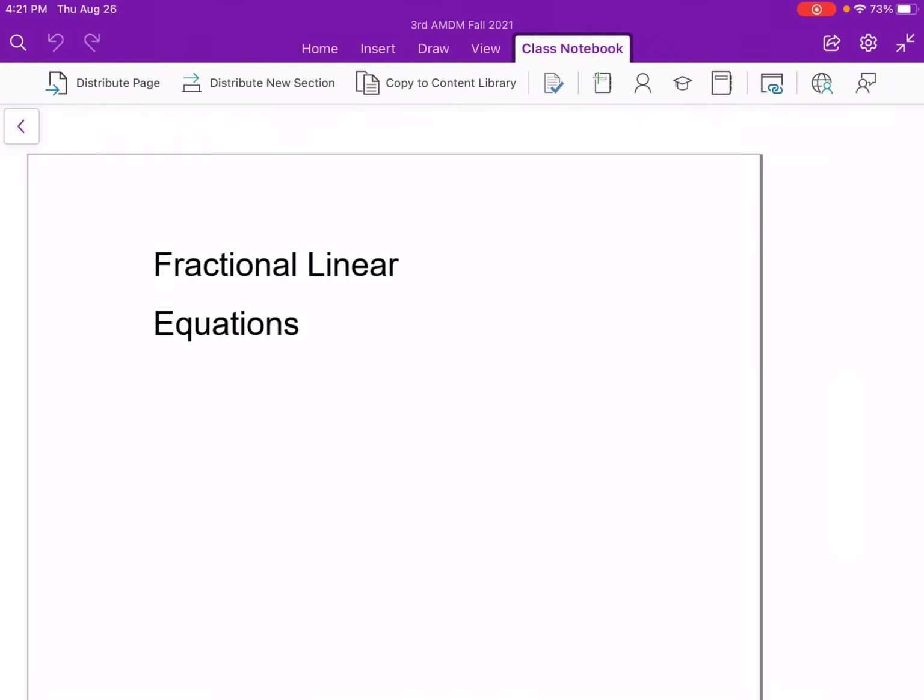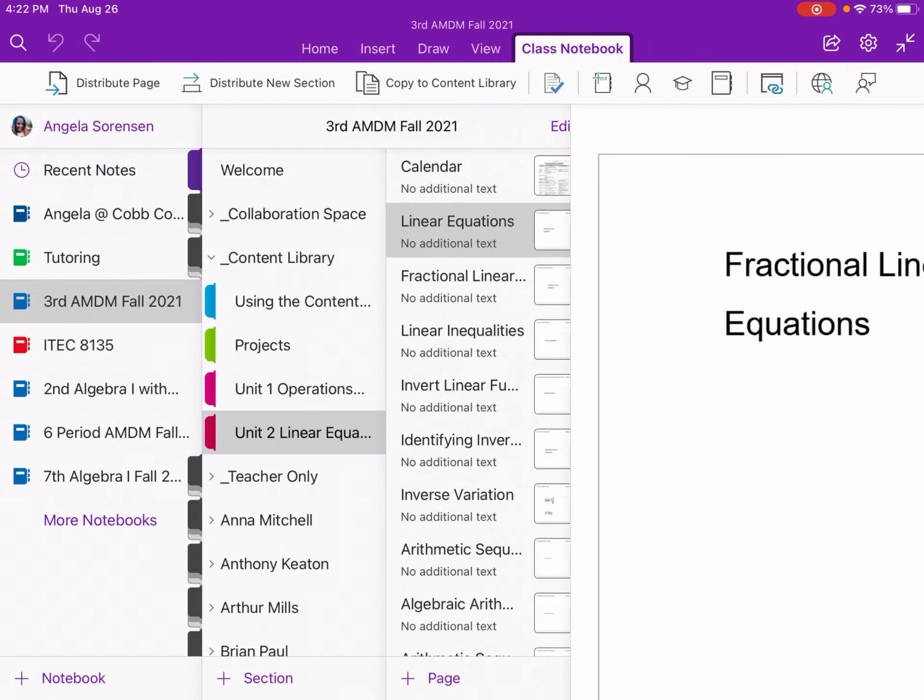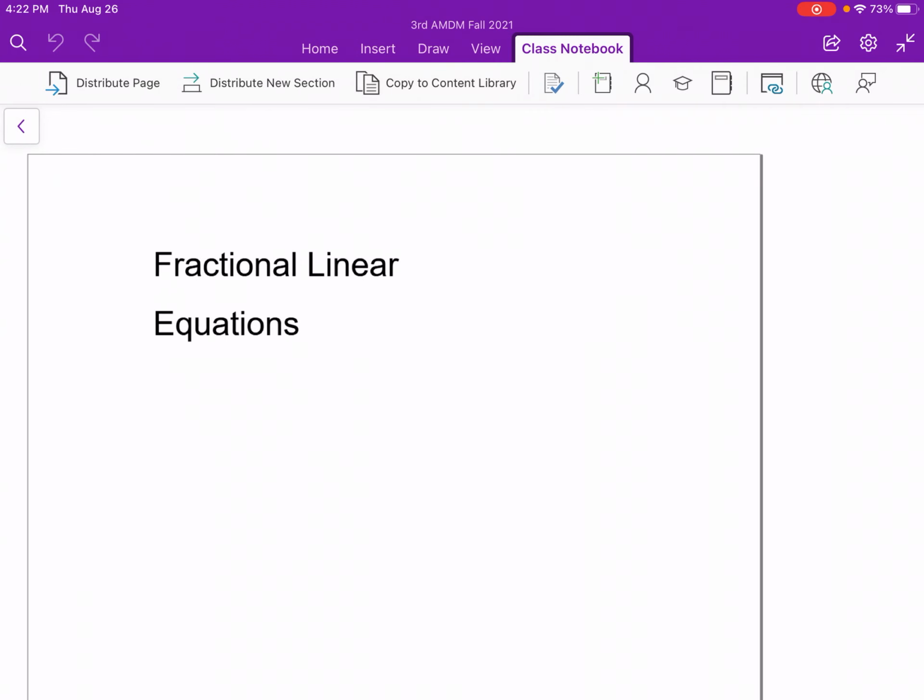Today we're going to talk about fractional linear equations. This is our first day of our new material.